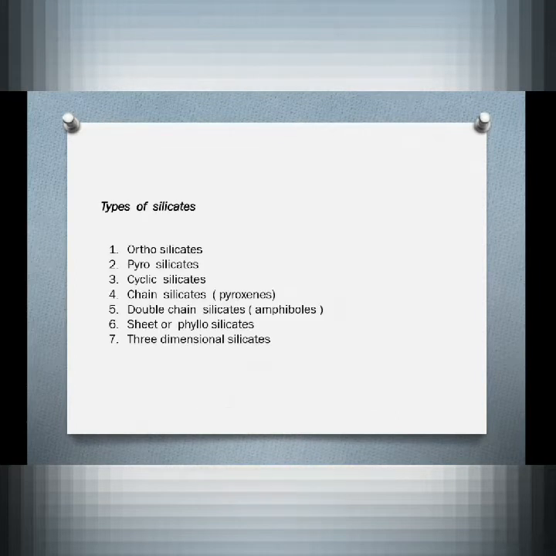Now there are basically 7 types of silicate structures available. First is the orthosilicate, then pyrosilicate, then cyclic silicate, then chain silicate, double chain silicate, sheet silicate and 3-dimensional silicate. Step by step I will explain the structure of the silicates.